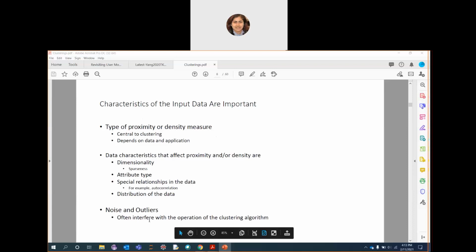Noise means what? Certain data points which have very different characteristics than the other points available in the data set. Those are considered as your noise or outliers. These are some of the important characteristics in the input data we need to look into before applying the clustering.